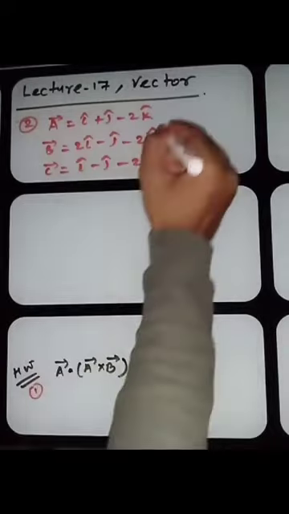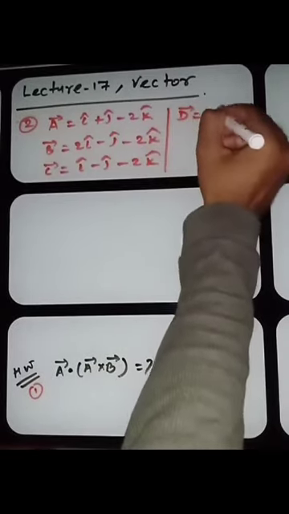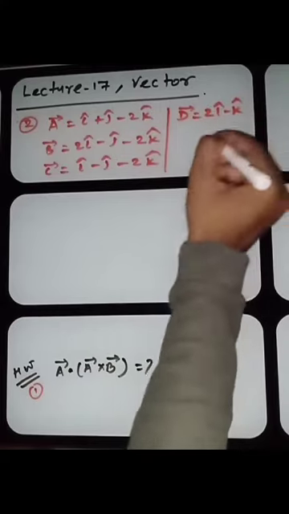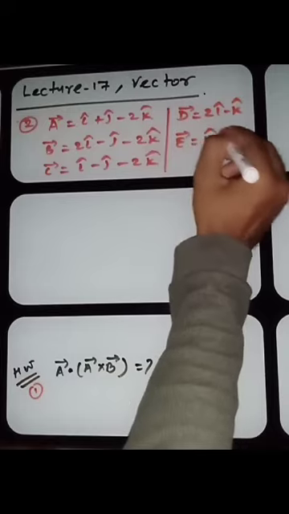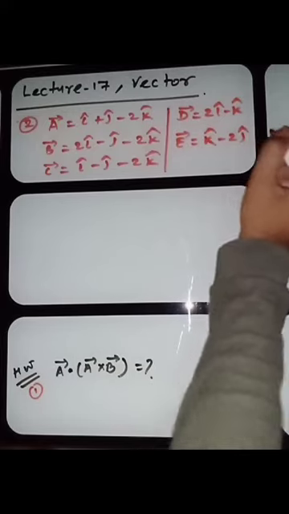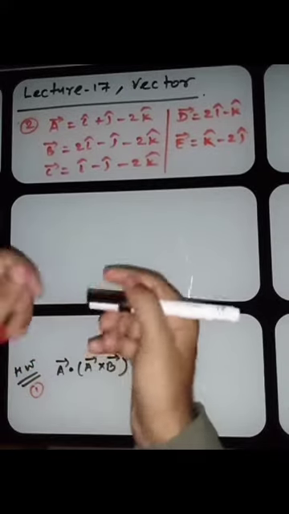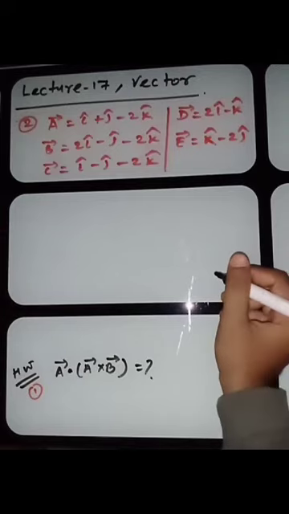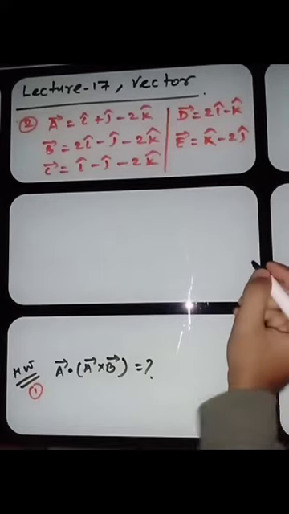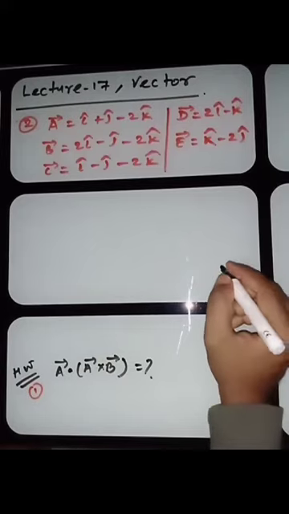The vector d is 2i minus k, and vector e is k minus 2j. Alright, so these are the vectors. You have to find the cross product using the determinant method. Don't waste your time, my dear students. Directly use the determinant method to solve this type of question.